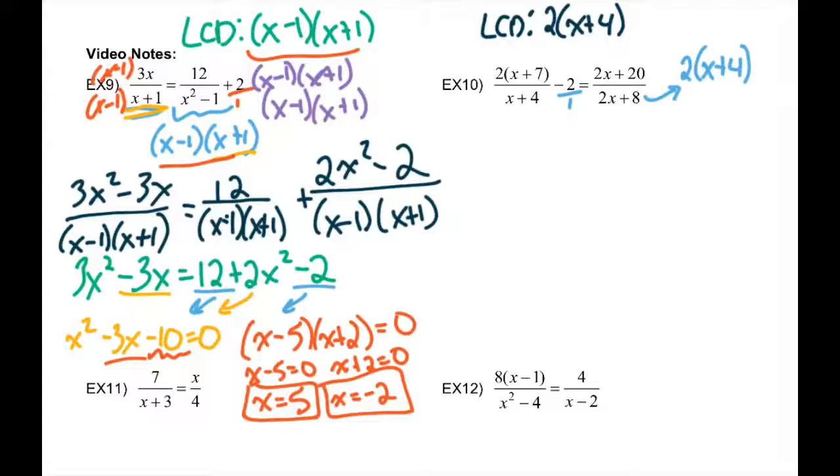So what we want to do next is figure out what's missing. In this first fraction, we're missing the 2. So we need to multiply by 2 on the top and bottom. In this middle fraction, we're missing the whole denominator. So we need to multiply by that whole least common denominator, the 2 and the x plus 4. Because with that denominator of 1, it doesn't have any piece yet. And the last one has the whole least common denominator, so we don't need to touch that at all.